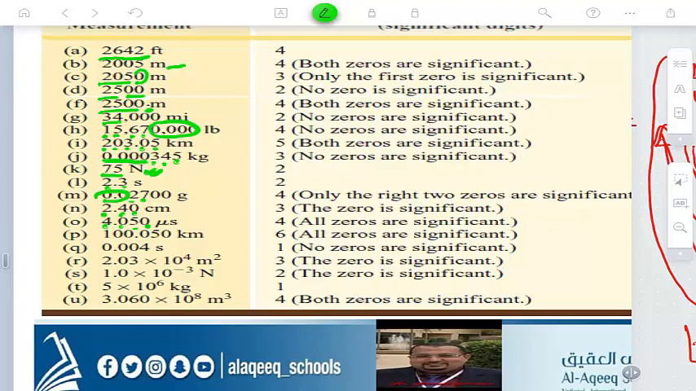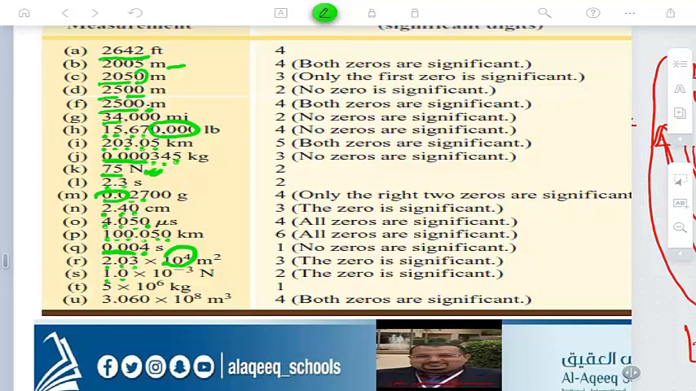What about this? 1, 2, 3, 4, 5, 6. We count all of them. We have a decimal, so we count all of them. What about this? Only 1. Why? Although we have a decimal, all of these zeros are on the left hand side. What about this? 1, 2, 3. We don't count this exponent, as I said. So 3 significant here. What about this? 1, 2. We count this 0 because it's on the right hand side, and also we have a decimal. Okay, so 2 significant figures here.